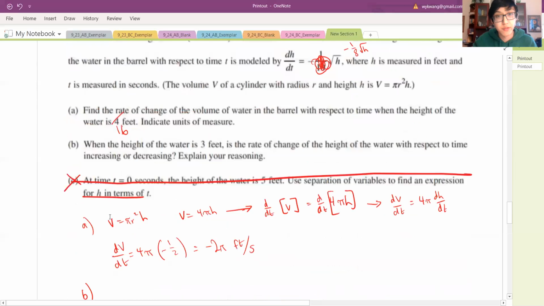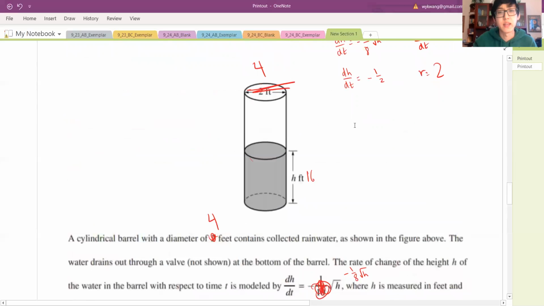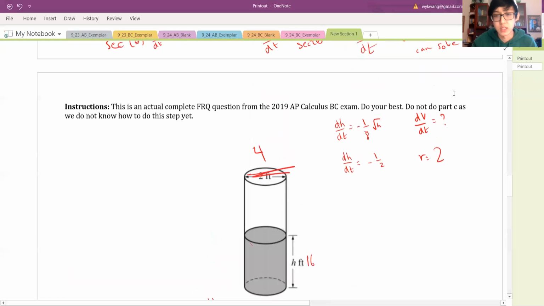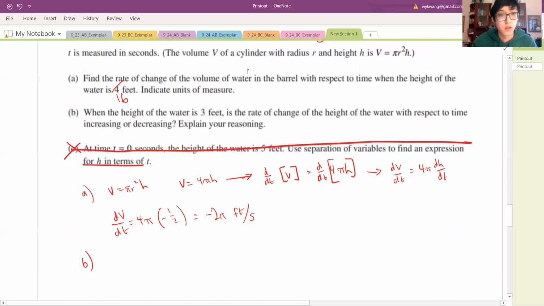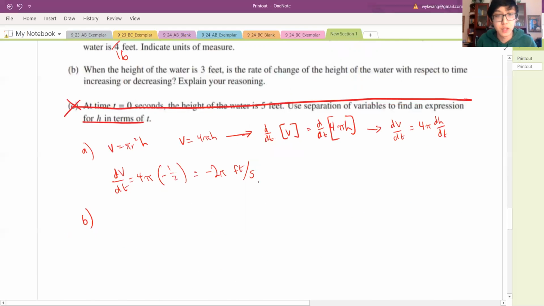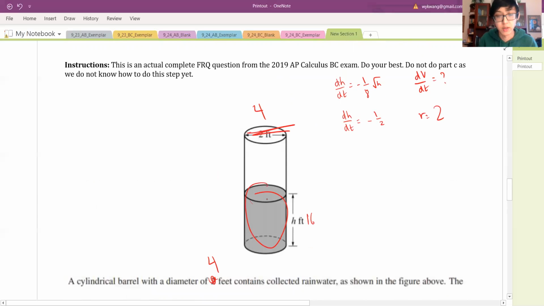How pleasant. I enjoy getting the nice answer. Okay, so we have dh over dt. Oh, sorry. That's the volume changing at 2 pi per second. Sorry, 2 feet cubed per second. Oh, I'm dumb. So the whole volume is changing at 2 pi. So this whole thing is shrinking. It's leaking out at 2 pi feet cubed per second. Sorry about that. So 2 pi feet cubed per second.